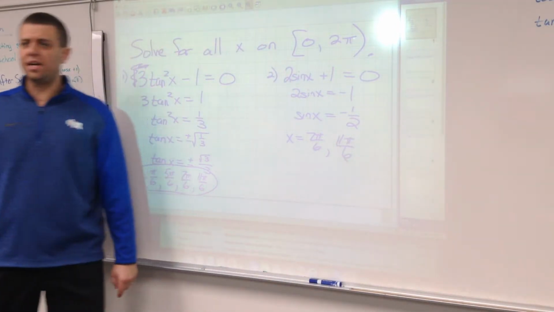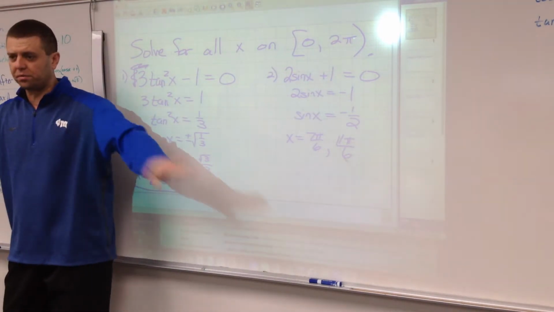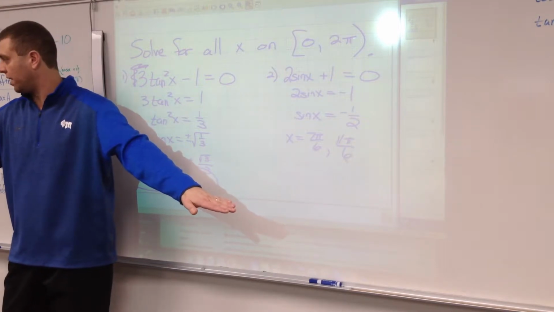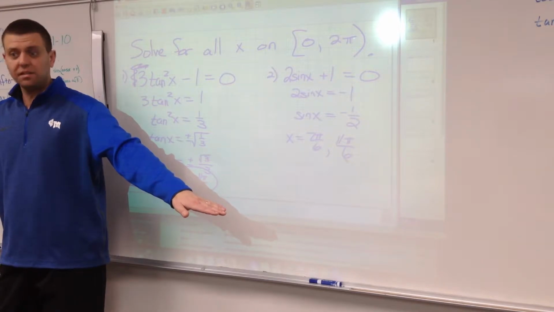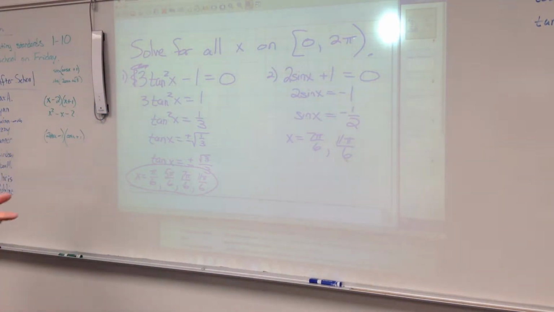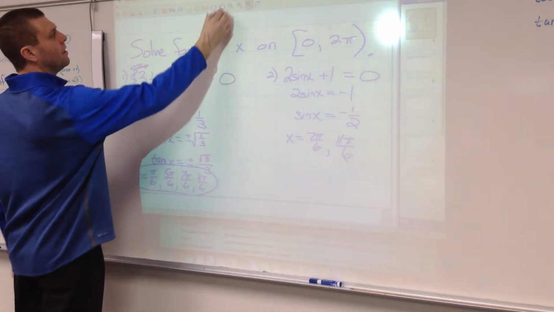If you're not good with your radians yet, think of what the answers would be in degrees. That would be 210 degrees and 330 degrees, and then just change them to radians by multiplying by pi over 180. That will take you a lot longer, but it'll work. Get your answer in degrees, then change them to radians. I'm going to keep going pretty quick here.